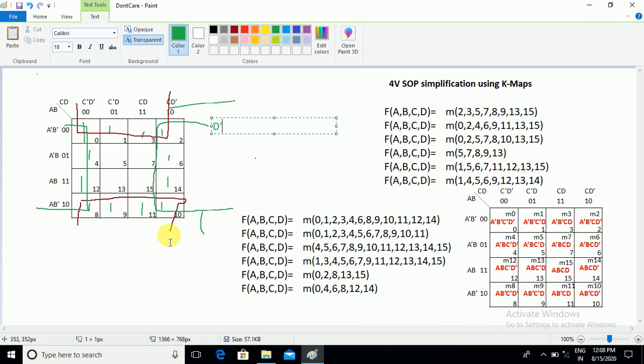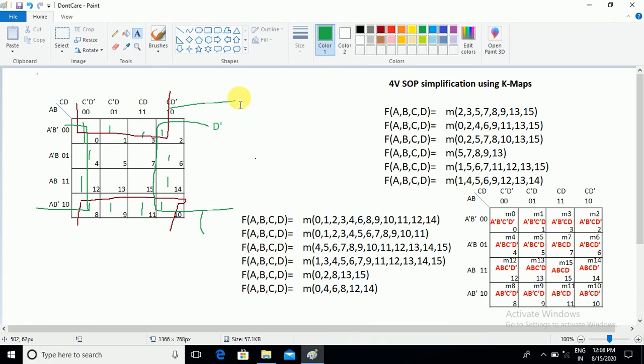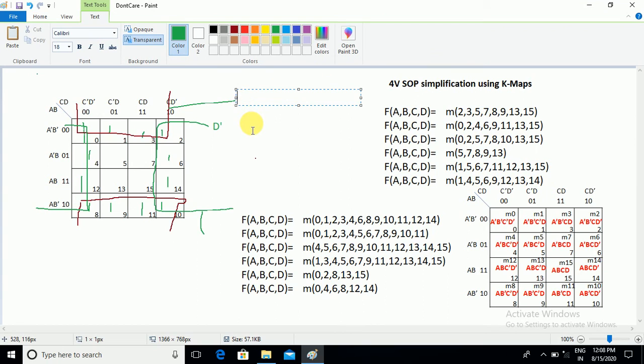For this maroon color group, which one is common? For the maroon color group, the common value will be B dash. So this is the answer for the given question. Okay, now let us go to the next problem.